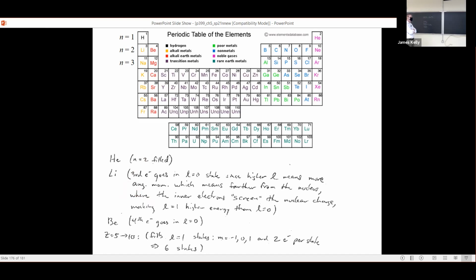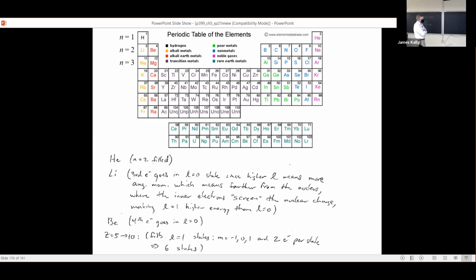Now, for the lithium, we've already filled up n equals 1 with 2 electrons in that state. Now we've got a third electron. It's going to have to go in n equals 2. For n equals 2, we have two choices for L. L equals 0 or L equals 1, right? It goes from 0 up to n minus 1.